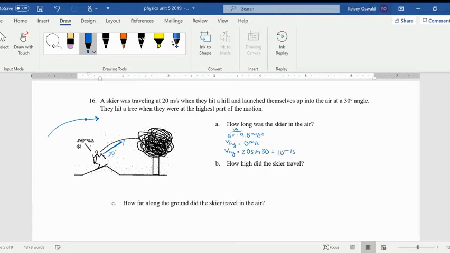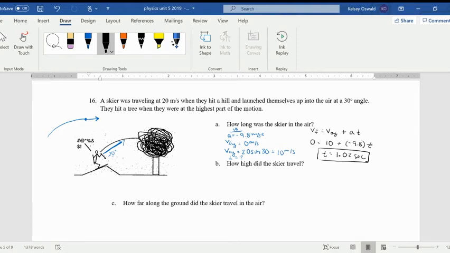Okay, so here we're trying to find the time. How long was he in the air? So in this case, we're going to use a little bit different equation. We're going to use our final velocity is equal to our initial velocity plus acceleration times time. Because we know that final velocity is 0, our initial velocity is 10, and that acceleration is negative 9.8. Okay. So here we'll do some algebra and we'll find that it takes us here 1.02 seconds to hit the tree. How fun.